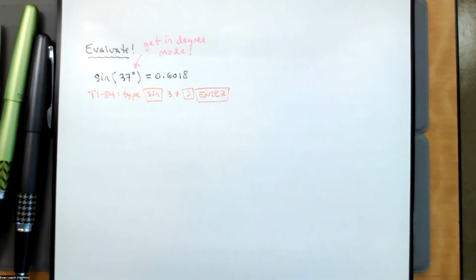So on TI-84, you're just going to type sine 37. You're going to close parentheses because you're going to build good habits with your parentheses. And then you hit enter. 0.6018. I didn't specify where to round it, so I just picked 4. I was going to round to the nearest thousandth, but then I wrote the 10,000th, and I didn't want to erase.